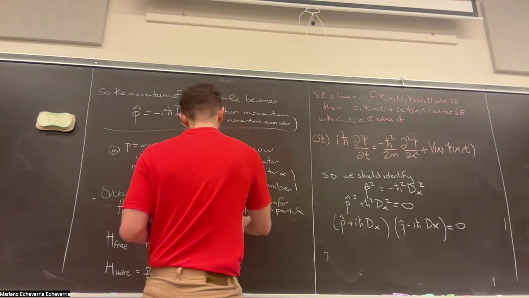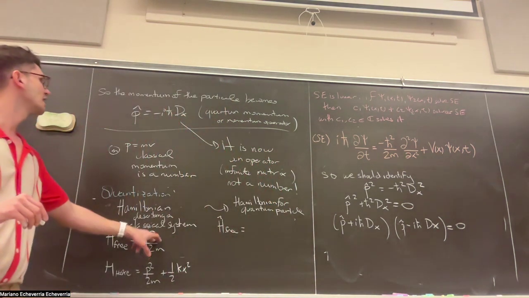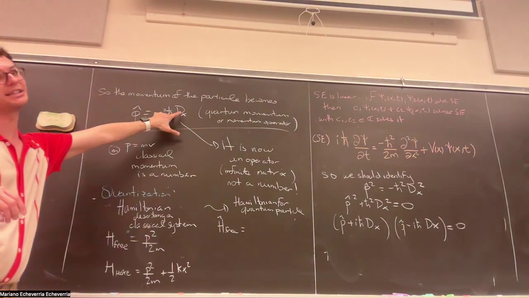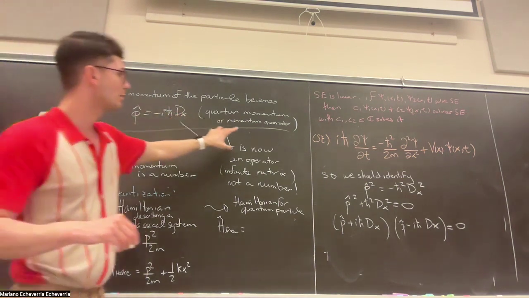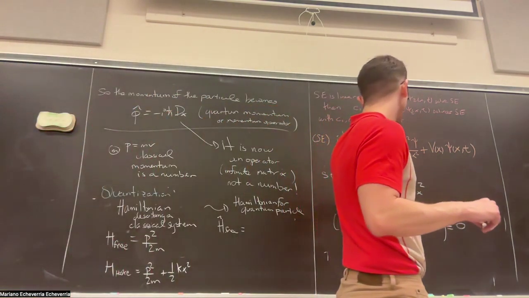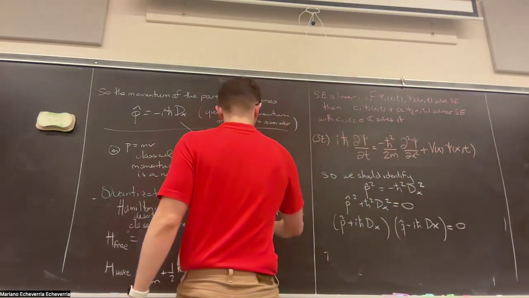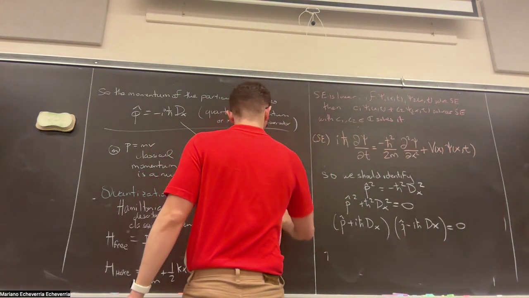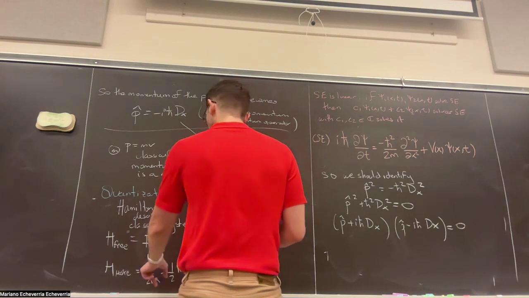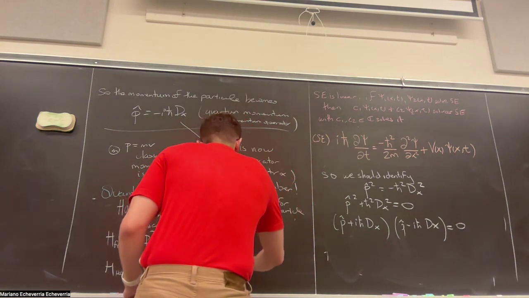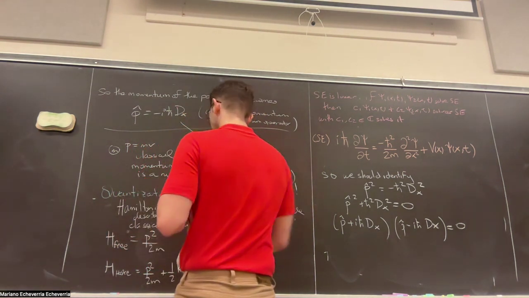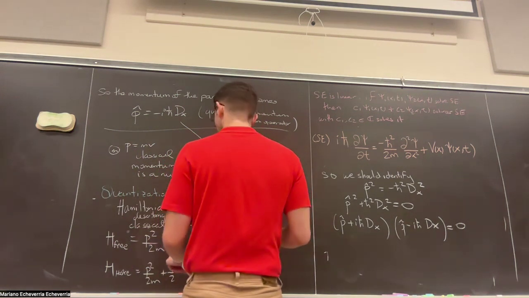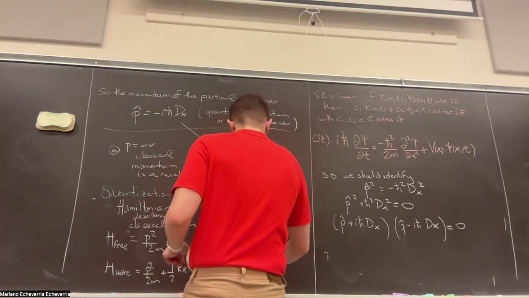And the way you obtain it is just by replacing P. You replace P with this representation. So P squared will become minus H bar squared d x squared. And for example, the Hamiltonian for this system is P squared over 2m.